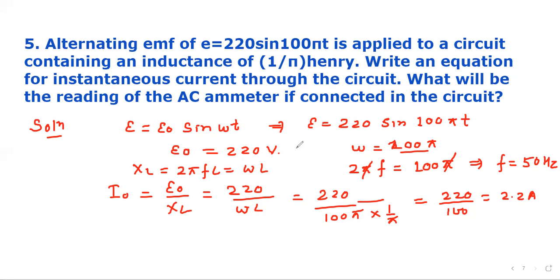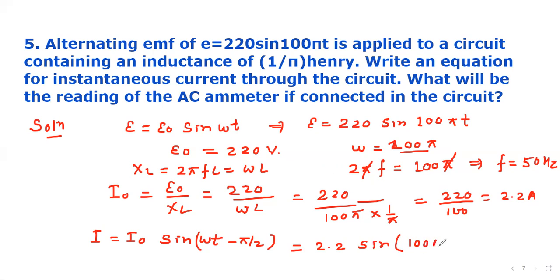Now, here, write an equation for instantaneous current through the circuit. As we know that current lags voltage by pi by 2. So current equation will be I equal to I0 sine omega t minus pi by 2. Here we can put the values. So I0 we have got as 2.2 sine, omega t is already given, 100 pi t. So 100 pi t minus pi by 2.